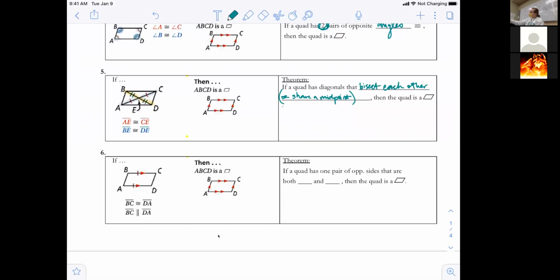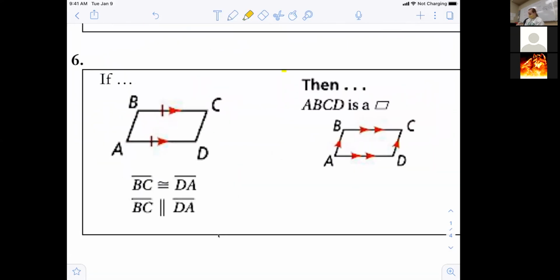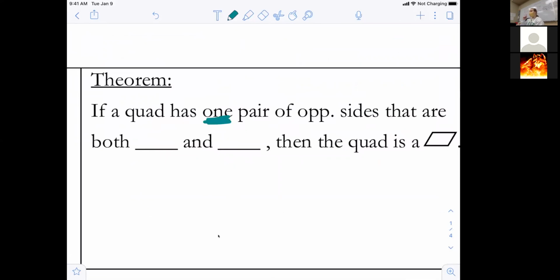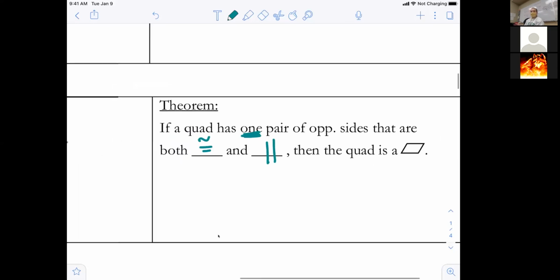All right. The last one is one that we haven't talked about before. This is a new rule now that we can know things to prove that it's a parallelogram. This is saying if BC is congruent to AD and if BC is parallel to AD, then it's a parallelogram. So that means if I have one pair, not both pairs, one pair of opposite sides that are both congruent and parallel, then the quad is a p-gram. It cannot be one side is congruent and one side is parallel. One side is both congruent and parallel.